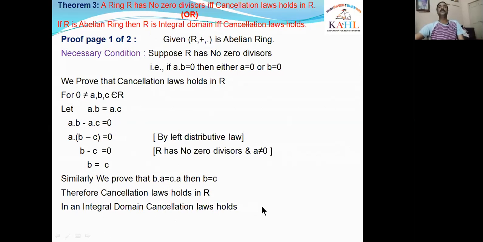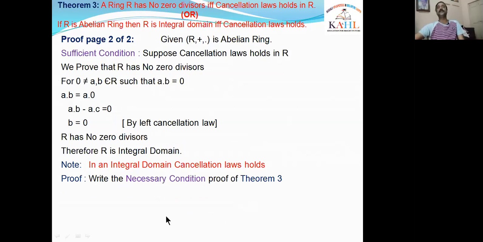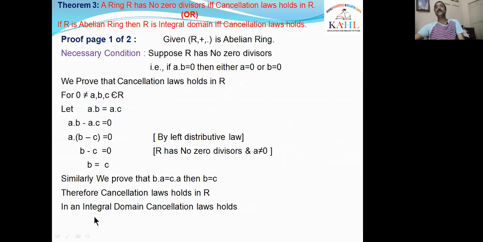We can use this statement. This is also a statement. Sometimes the question will be asked like that also: for the necessary condition, in an integral domain, cancellation law holds. This was the statement. You may get it in the examination. So at that time, you can write the answer of this theorem, the necessary condition only.